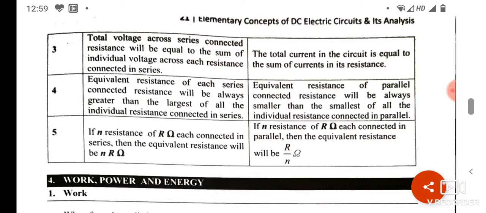If n resistance of R ohm each means all the resistance connected in a series resistance is same, then total resistance will be n into R. If all resistance R of same value, R ohms, is connected in parallel, the total or equivalent resistance is R by n ohm.